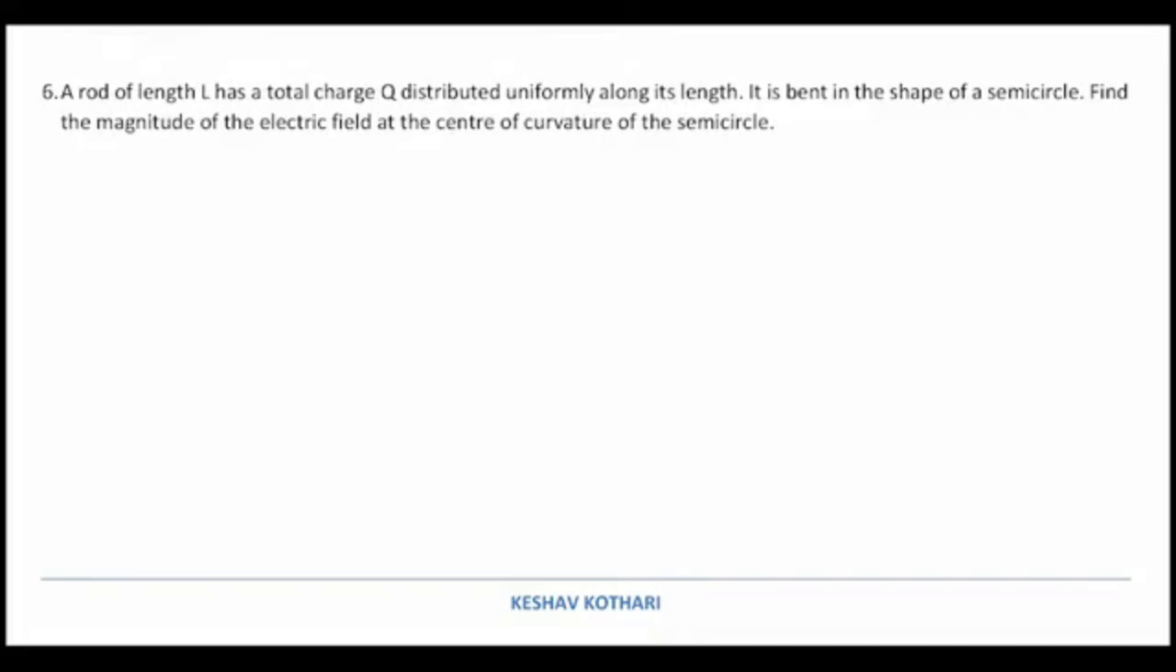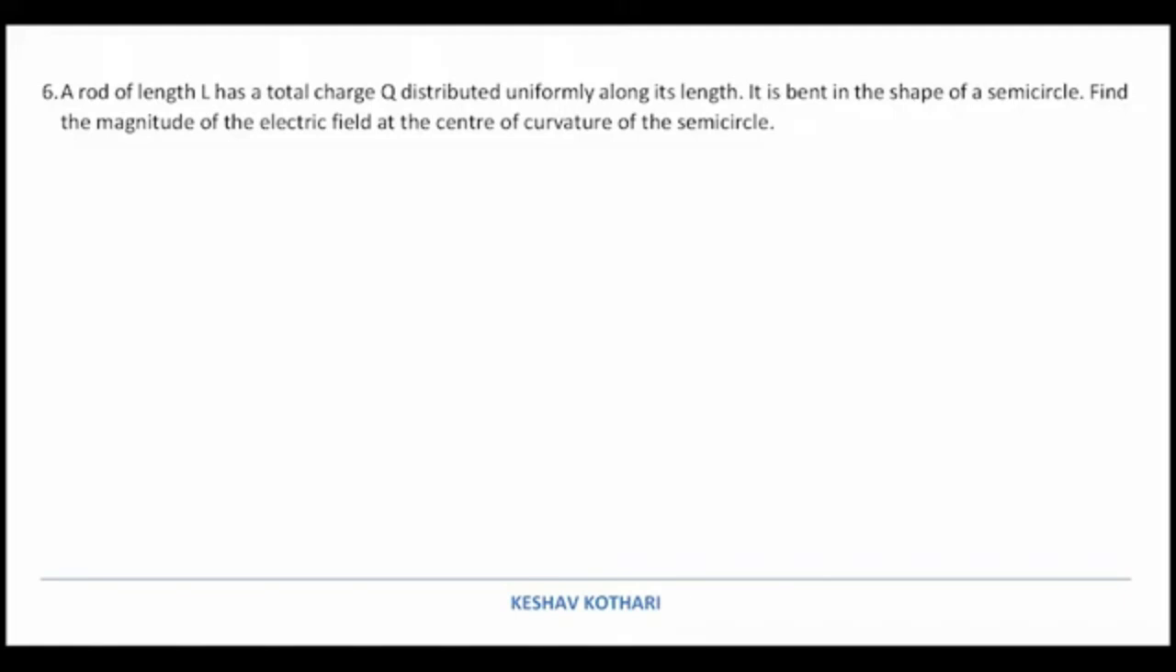A rod of length L has a total charge Q distributed uniformly along its length. It is bent in the shape of a semicircle. Find the magnitude of electric field at the center of curvature of the semicircle. So, in order to solve this problem, I am first of all deducing a general equation for electric field due to an arc of charge, and then we will put the necessary values and we can easily solve this kind of question.